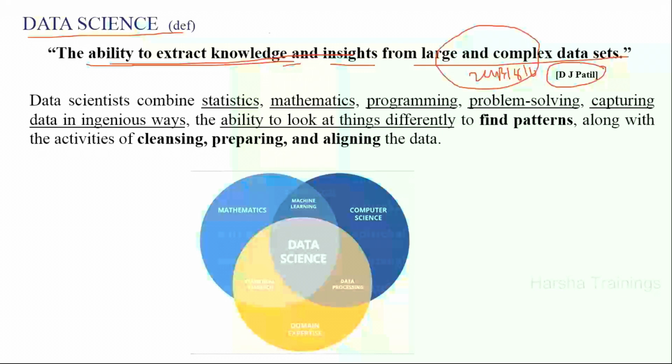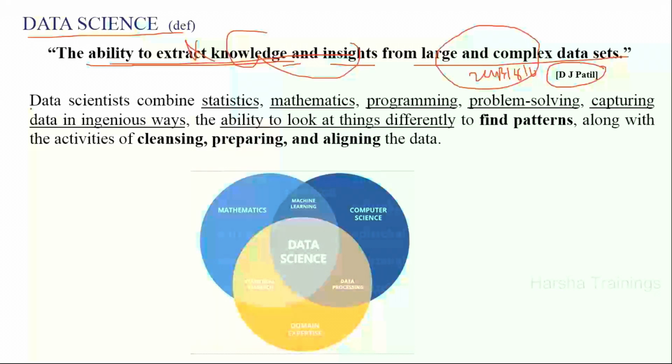Once we have knowledge and insights, we will take decisions, proper decision making to improve the revenue of the organizations. But this definition will not give any knowledge for us, so I'm giving a detailed definition of data science. As a data scientist, what knowledge should you acquire?